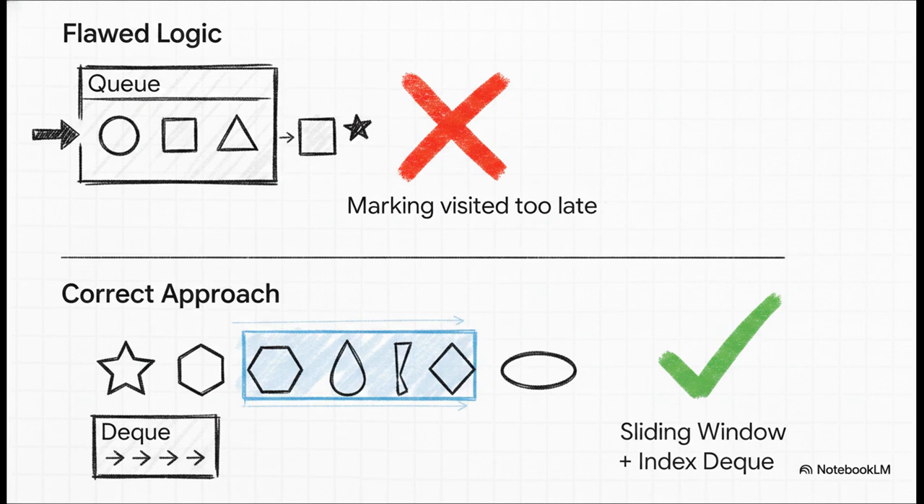In a graph BFS, the absolute most fatal error you can make is marking a node as visited after popping it, instead of right when you enqueue it. That leads directly to redundant work and, yeah, those infinite loops. And in Deque problems, a massive mistake is storing the actual values instead of their indices.